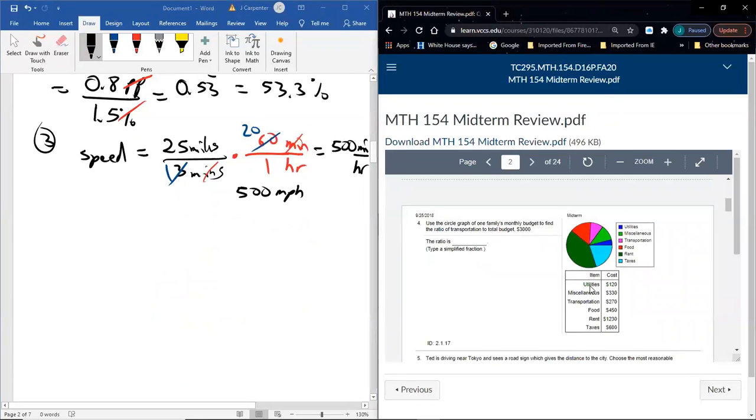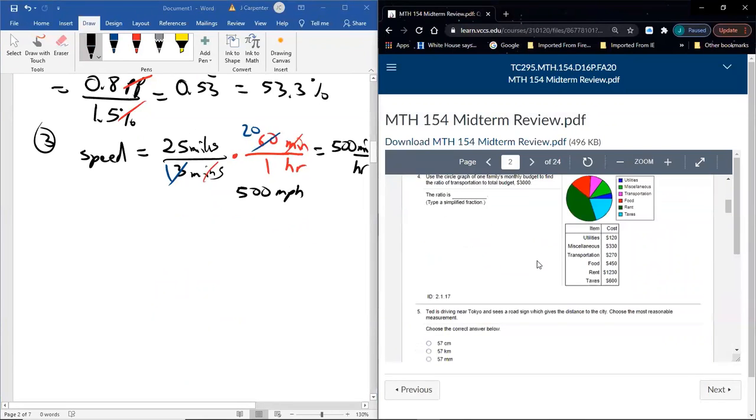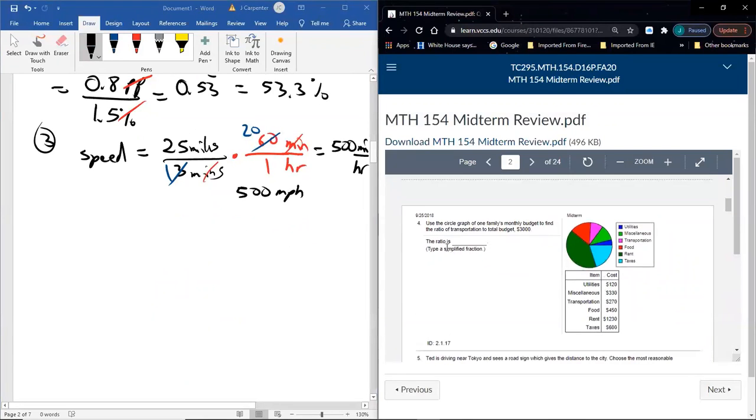Number 4 is a little too easy. I don't want to do that one. I mean, this is really just, they say talk about the ratio of transportation to total budget. So you just got to take the transportation number, write it over the total budget. They didn't give you the total budget, so I'm pretty sure you can figure out how to get that. Divide them, reduce them, and boom, there's your answer.